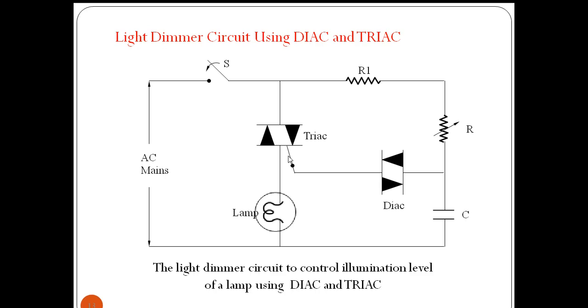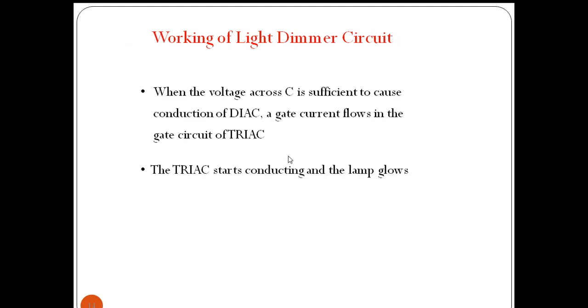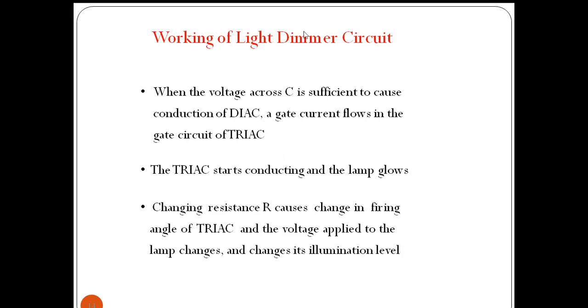So this is the circuit operation of the light dimmer circuit. We will now see the working of the light dimmer circuit. The voltage across the capacitor is sufficient to cause conduction of the diac. A gate current flows in the gate circuit of the triac. The triac starts conducting and the lamp glows. Changing resistance R changes the firing angle of the triac, and the voltage applied to the lamp changes, changing its illumination level.